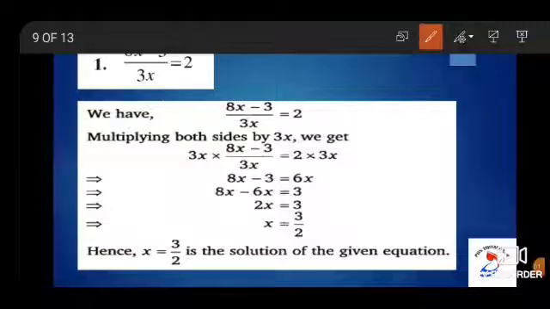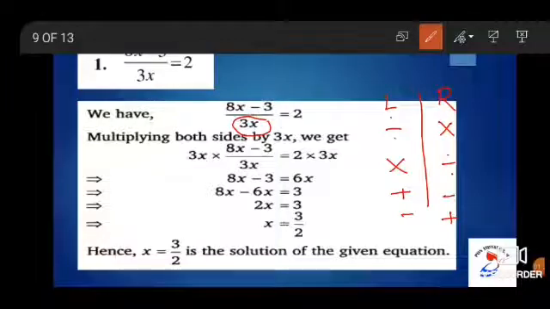So as I have told you, for the method of transposing, if it is division, it will become multiplication, and multiplication to division. If it is addition, it becomes subtraction, subtraction to addition. This is for left hand side, this is for right hand side. The same concept we are going to use here also. So this 3x is in the denominator. Taking this 3x to the other side, this will become 2 into 3x. So to eliminate this 3x, we are multiplying by 3x on both the sides.